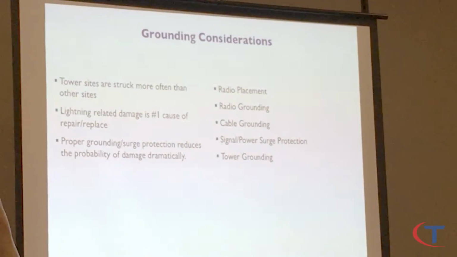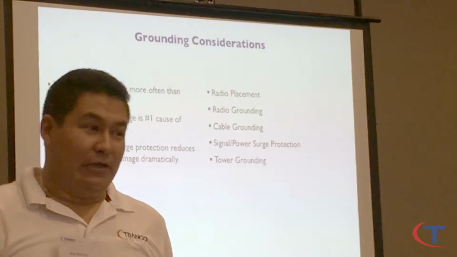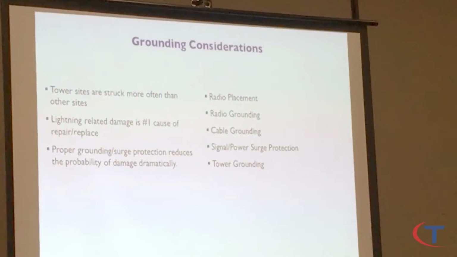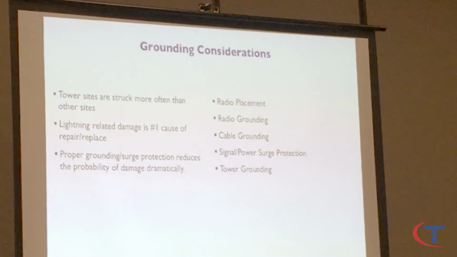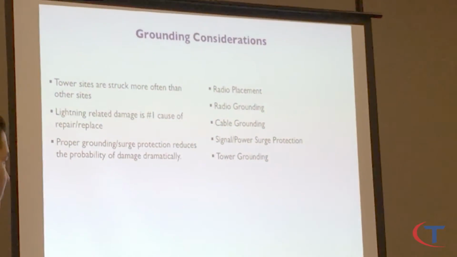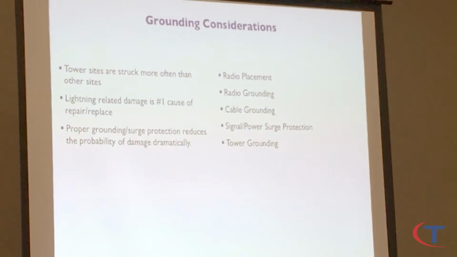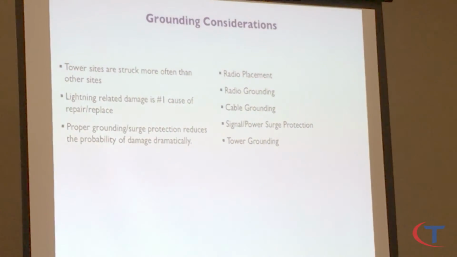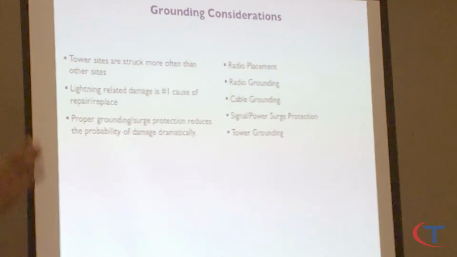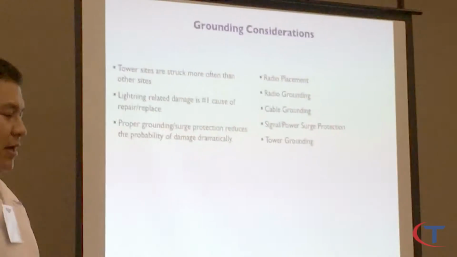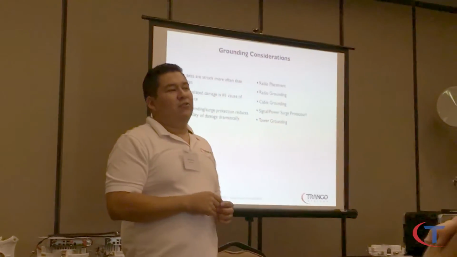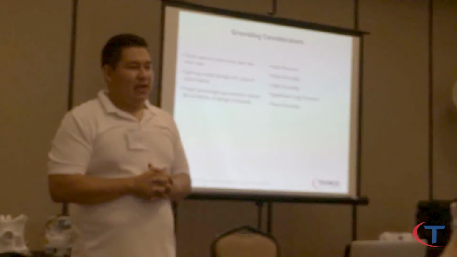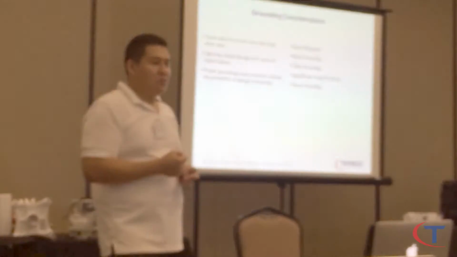Proper grounding and surge protection reduces the probability of damage dramatically. The key word here is reduces the probability. Okay, if you get struck by lightning, everything is off the table, right? Anything can happen. Radio placement, it's at the top of the tower. Radio grounding is the ODU properly grounded. And by grounding, I don't want you to ground it with an 18 gauge wire, okay? It has to be a beefy grounding wire, okay?